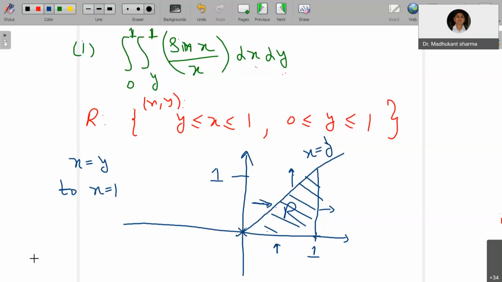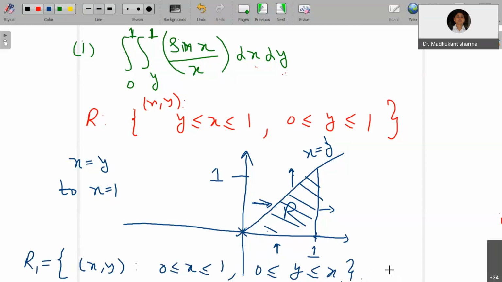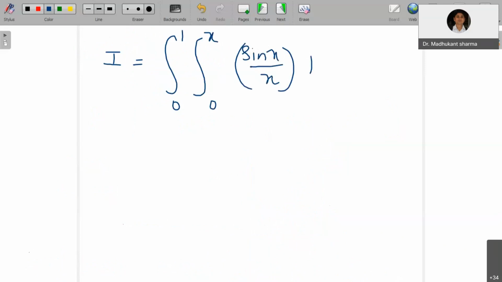So the equivalent region is the set of all pairs x, y such that 0 is less than or equal to x less than or equal to 1, and 0 is less than or equal to y less than or equal to x. These two regions are equivalent. Now let's call this I. So I equals the integral from 0 to 1 of the integral from 0 to x of sin x by x, first with respect to y and then with respect to x.